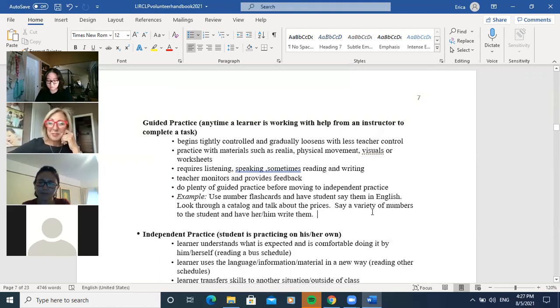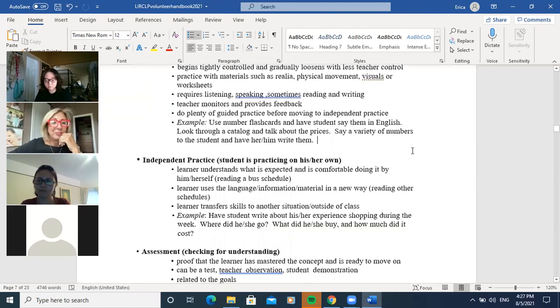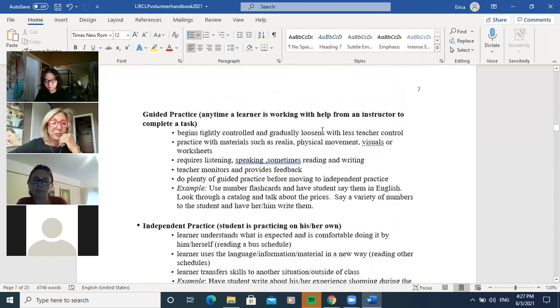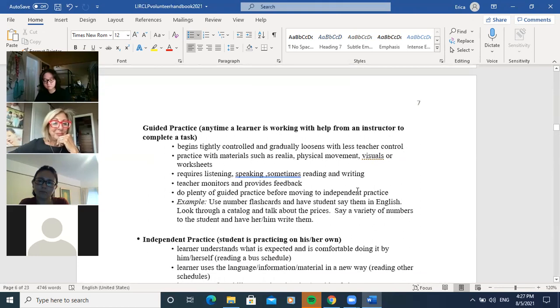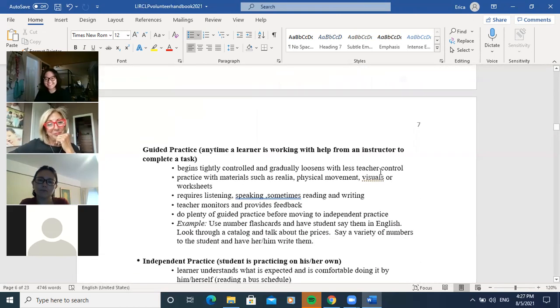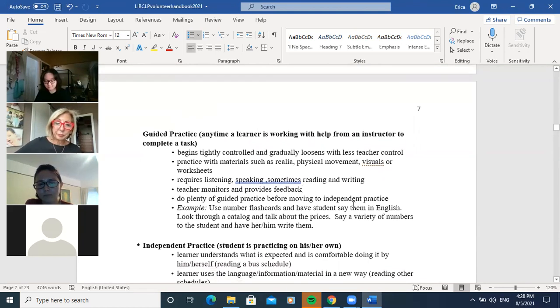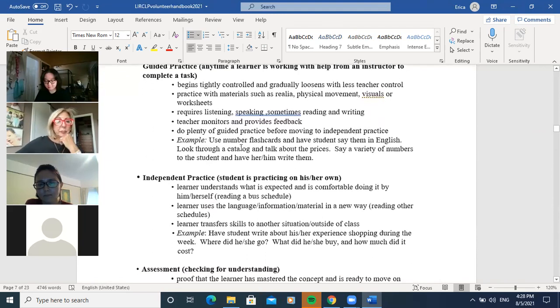Okay, so you've presented the new concept, given them tons of examples, and then guided practice would be the next step. That's like you're holding their hand, going through using that new language. You don't want to just say, this is how past tense verbs work, okay, you do it. You want to give them lots of examples, and while they're there, work through some stuff together. There's an infinite number of things you could do with that. For example, look through a catalog and talk about prices, or you say some numbers and your student listens and writes them. So some practice.